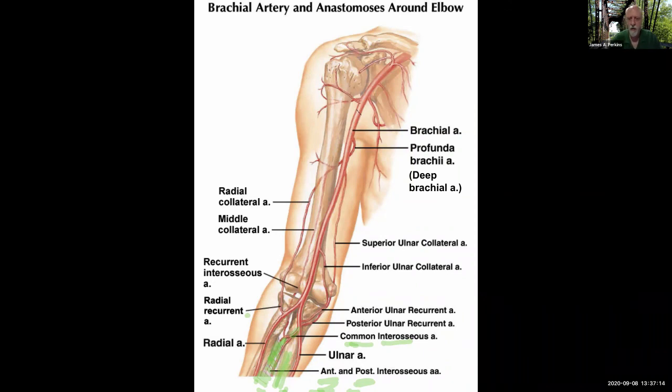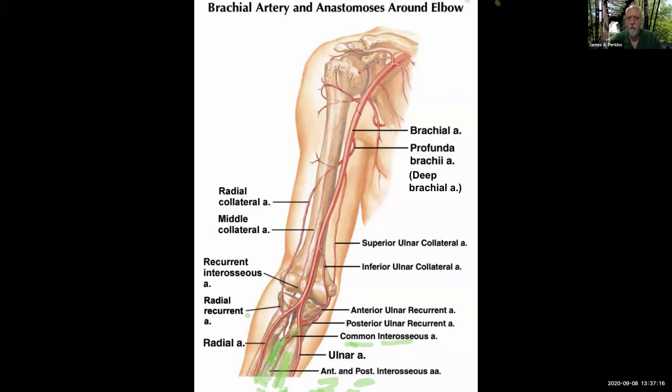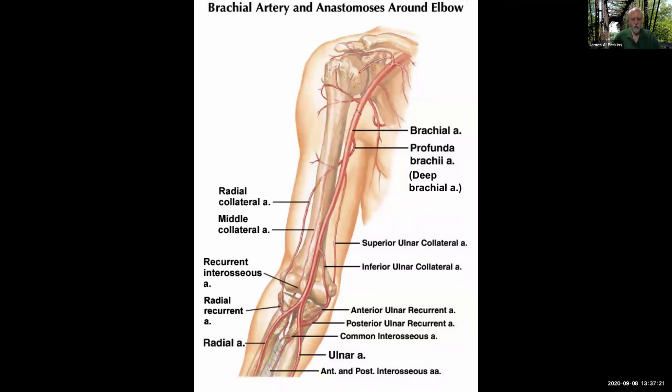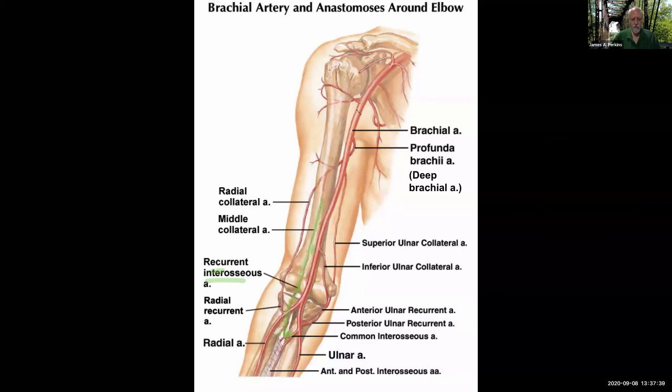And then finally, there is something called the recurrent interosseous artery. That's also coming from the common interosseous, but it turns back up towards the elbow to eventually form an anastomosis with the middle collateral artery. So again, we'd have blood flowing down through the middle collateral and blood flowing up through the recurrent interosseous, and they would then join one another to form an anastomosis.